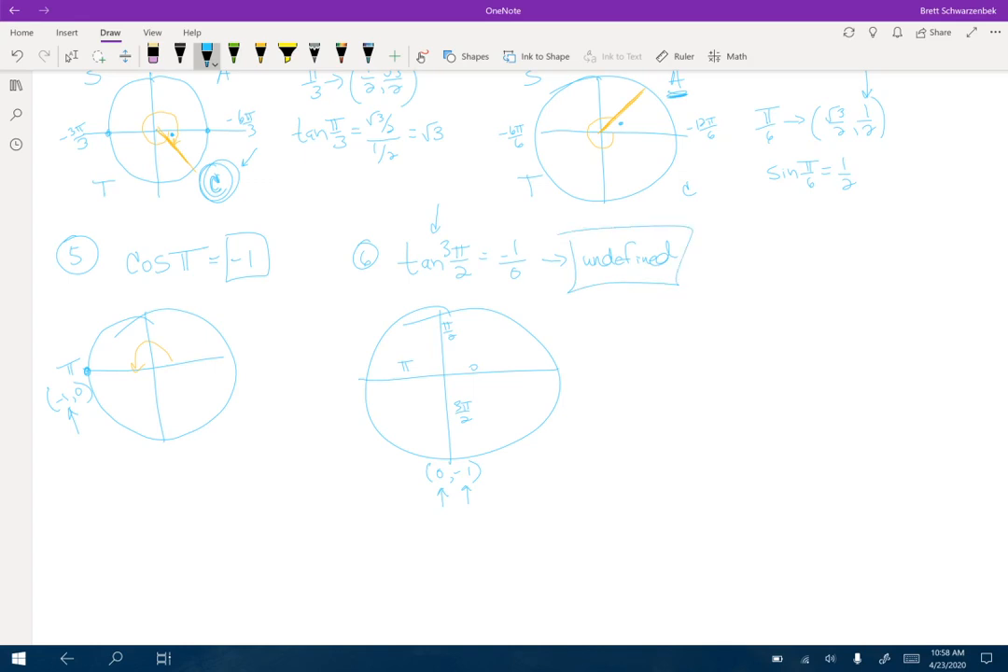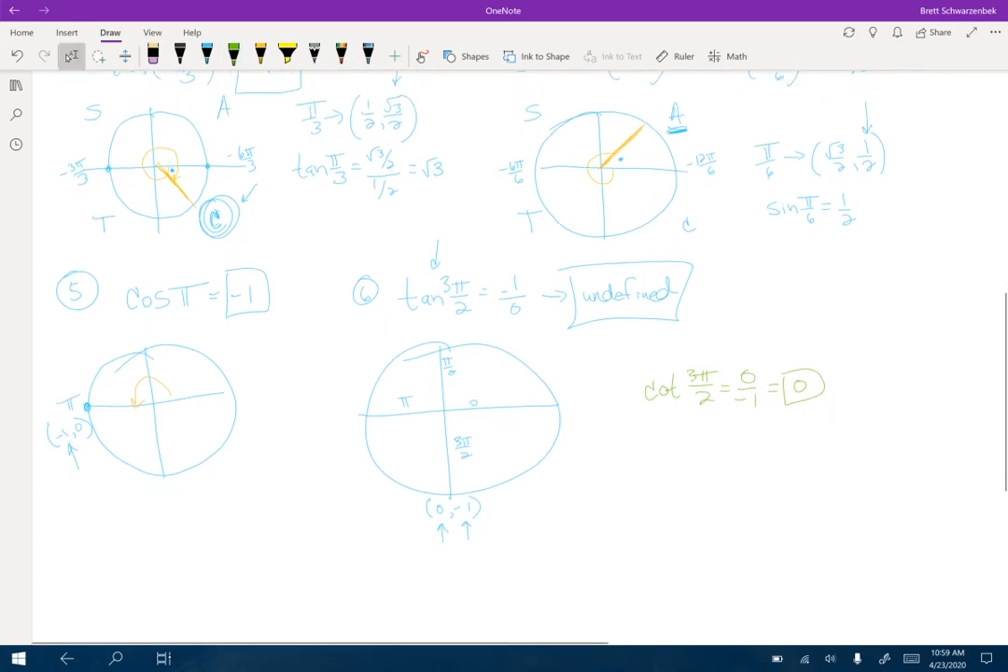So just to be clear though, I want to do a side note. What if I had done the cotangent of 3 pi over 2? The cotangent of 3 pi over 2 is actually the opposite. It's x over y. It would have been 0 over -1. So that would be equal to just 0, because 0 divided by any non-zero number is 0. So these are just side notes. These are things to take note of.